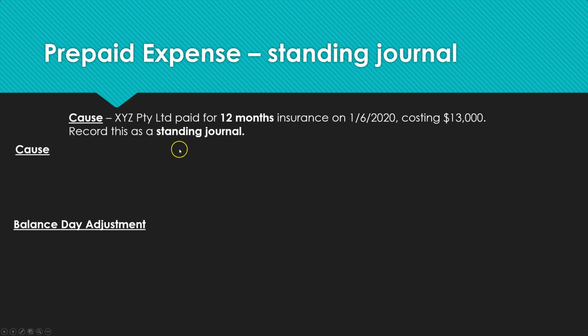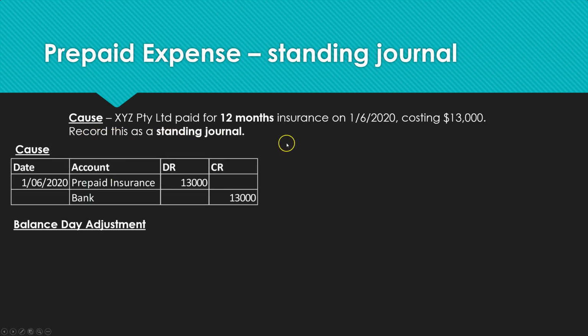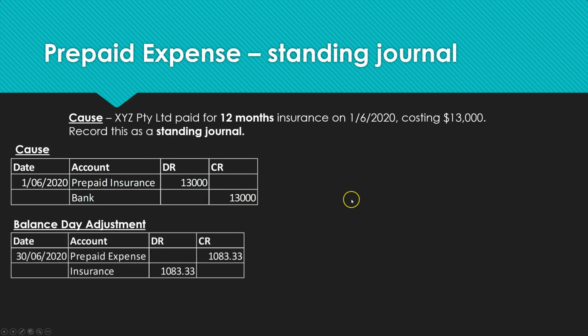So, bringing back that exact same scenario from earlier. XYZ have paid for 12 months insurance on the 1st of June, and the full 12 months cost them $13,000. The instruction this time has told us to record it as a standing journal. So this is what it will look like. We're going to debit prepaid insurance for $13,000. In the first example, we put it straight to insurance expense. This time, we're putting it all to prepaid, all 12 months of it. Bank won't change. We definitely paid it out of the bank account.